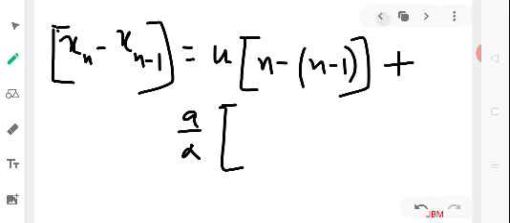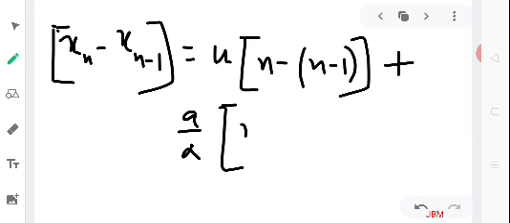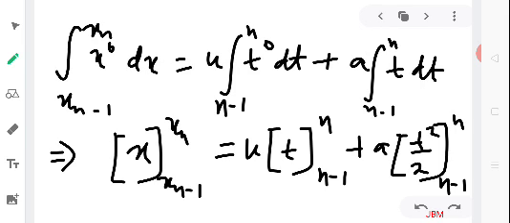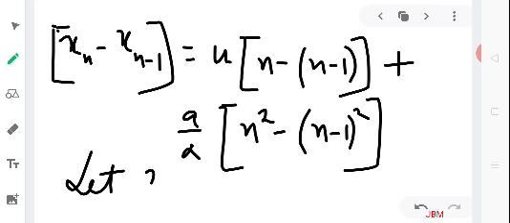In the first case, in place of t, what do I have to write? n. So it will become n square minus. In the next case, what do I have to write in place of t? I have to write n minus 1. So it will become n minus 1 whole square. So now I have to do this calculation, and hopefully you will understand why I have put this bracket, so that it becomes convenient for me to take care of the sign also, because that is very important. Let x n minus x n minus 1 be denoted by S n.